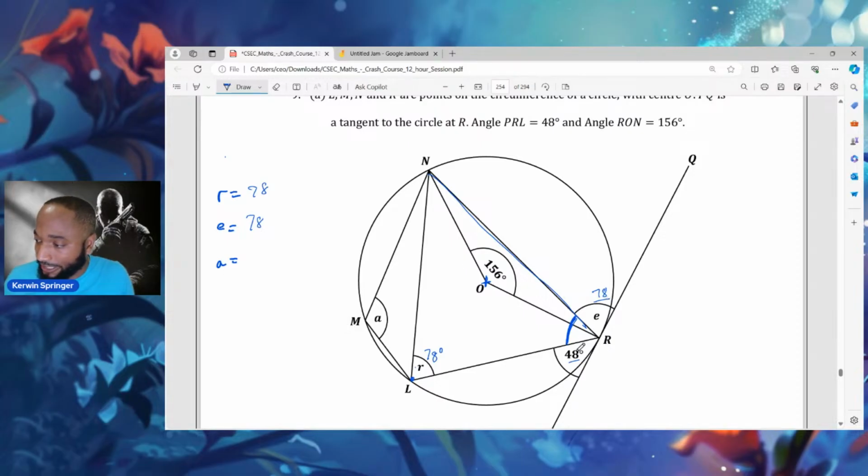So this plus this is technically 180 because it has to be supplementary. So it's 78 and 48. 8 and 8 is 16, bring across the 1, 5 and 12, 126. Oh, my bad, my bad.